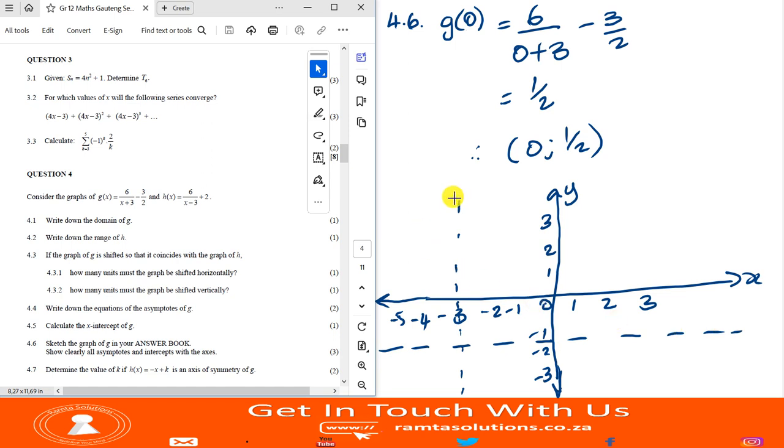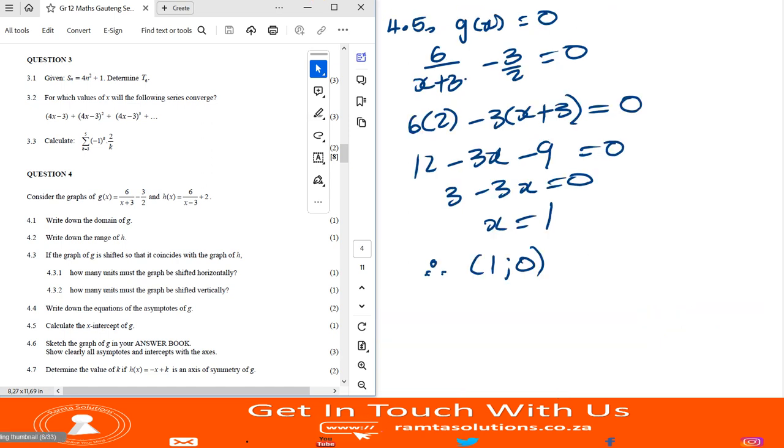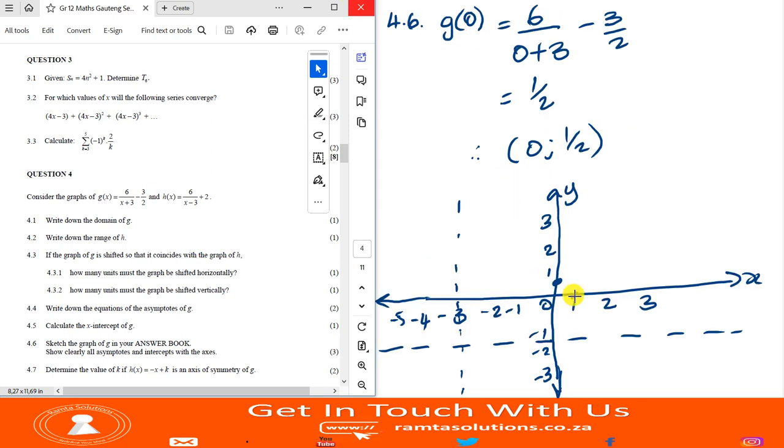So what is the y-intercept? Y-intercept was half. X-intercept was, what was it? It was 1 and 0. Okay, here it is. So for this one, we can draw it like this. And this one, we can just draw it like this. So it's not a big deal.